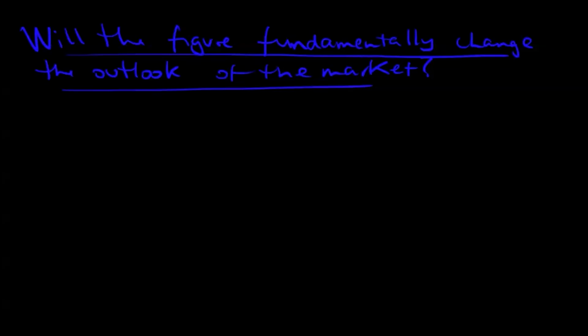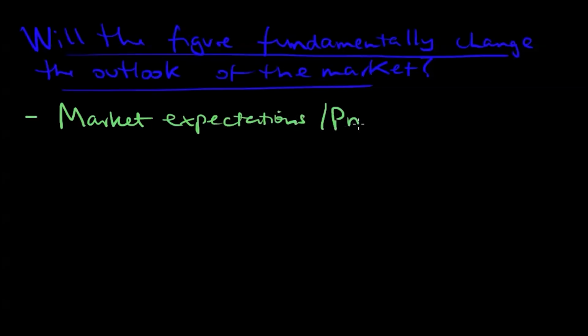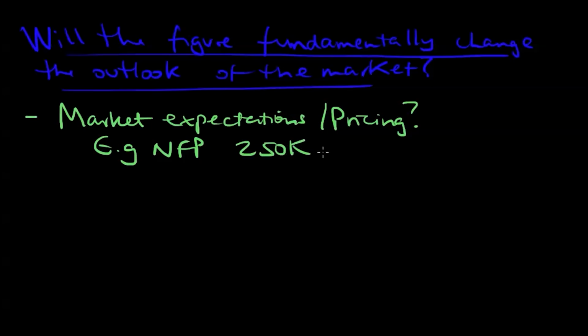The first and foremost thing, and probably one of the obvious ones, is looking at market expectations and pricing, so we know what the market is pricing in. If we're going into a figure, for example non-farm payrolls, let's say the market's expecting 250,000. You need to understand what is a big beat and what is a big miss.